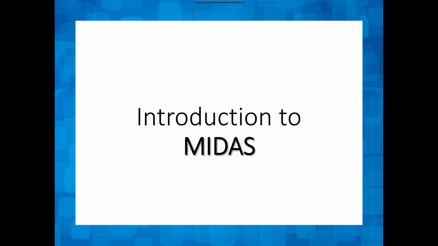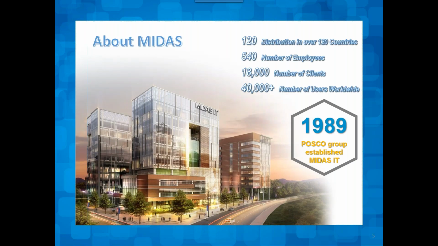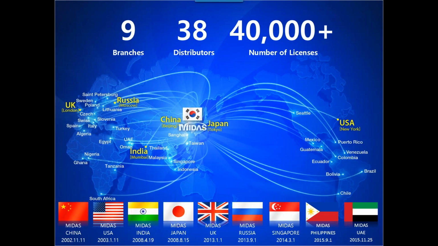Let us start with the introduction to Midas. Midas was established in the year 1989 by POSCO Group, and the software solutions by Midas have been distributed in more than 120 countries. We have the headquarters in Seoul, South Korea, and all over the world there are 9 branches.